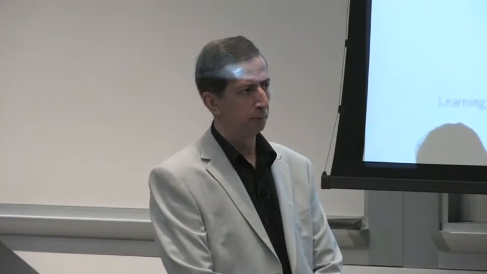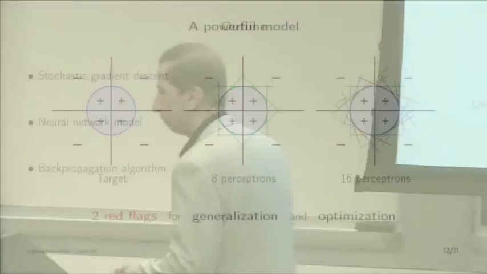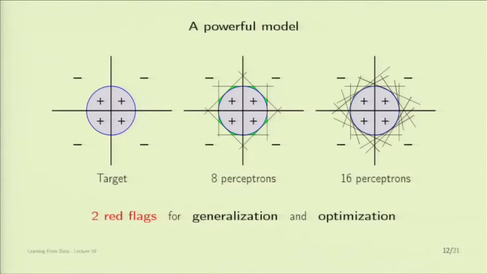Could you go back to slide 12? If you could review the two red flags for generalization and optimization. Okay, so the top part of the figure showed that we are dealing with a sophisticated model, because in spite of the fact that the unit of it is linear, the perceptron, you can implement a circle. Just for illustration, you can implement a pretty difficult surface by combining those, okay?